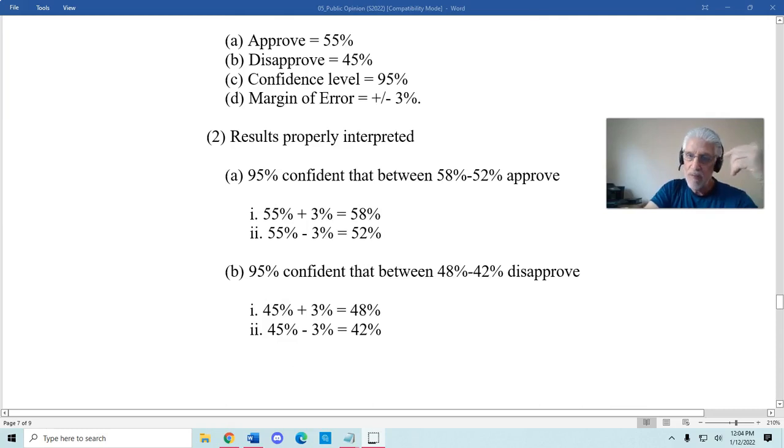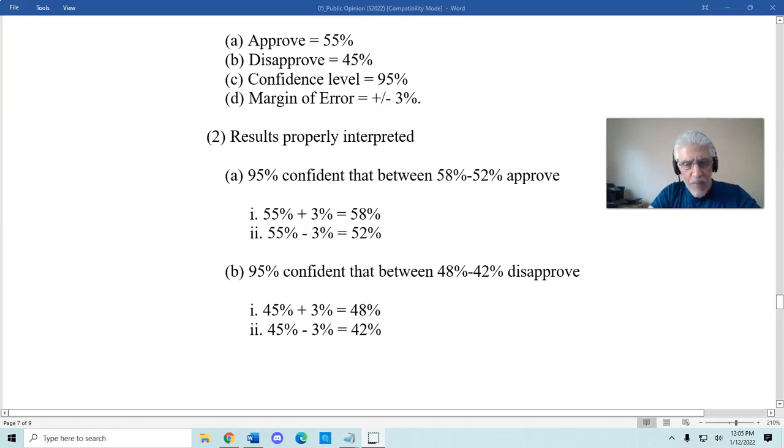To properly interpret it, you have to take into consideration the confidence level and the margin of error. So remember, it's 55 said approve, 45 said they disapproved, 95% confidence level, and plus or minus 3. What the poll means in regards to the approval rating is that we're 95% confident. That's where the confidence level is. We're 95% confident that somewhere between 58% and 52% approve of the job the president is doing.